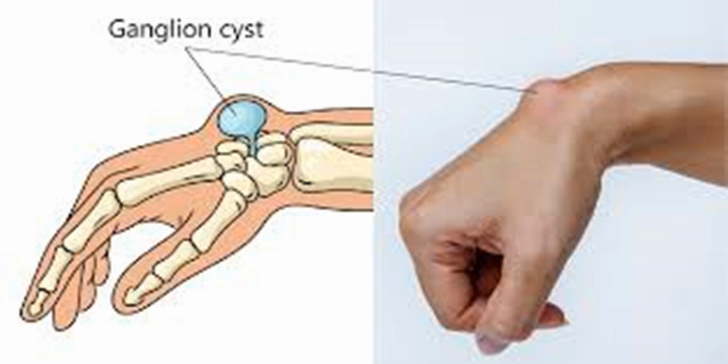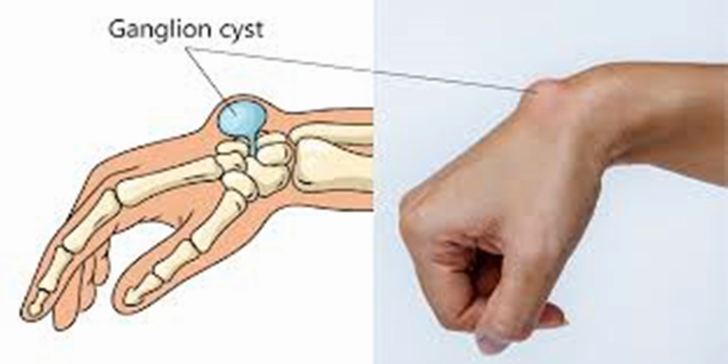Restricted movement: if the cyst is near a joint, it may cause stiffness or limit the range of motion. Numbness or tingling: a cyst pressing on a nerve can lead to sensations of numbness, tingling, or weakness in the affected area. Diagnosis. Diagnosing a ganglion cyst usually involves physical examination. A healthcare provider will feel the lump and assess its size, shape, and movement.